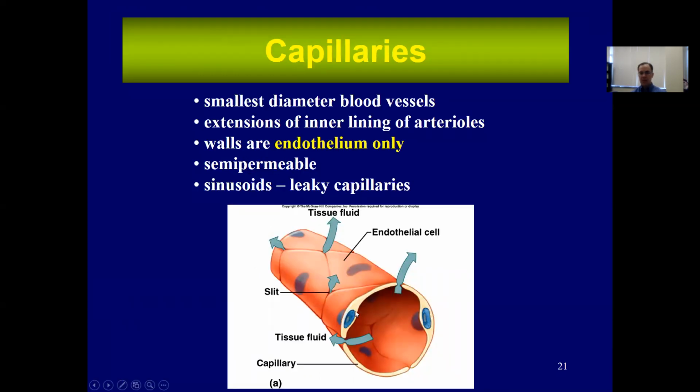Here are the capillaries, the smallest diameter blood vessels, an extension of the inner lining of arterioles. Walls are endothelial only, so it's a very small, thin layer of endothelial tissue, and that allows for easy gas exchange between the blood and the tissue itself. And it's semi-permeable, which means that things are able to leak out of the blood and into the blood through this endothelial cell layer.